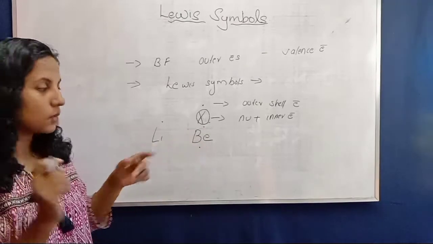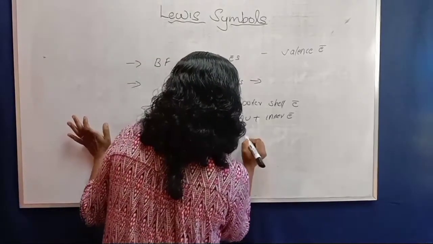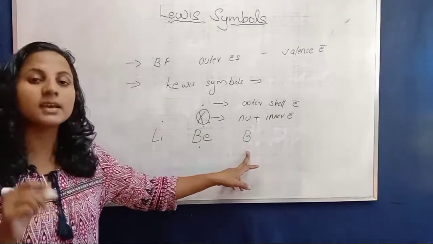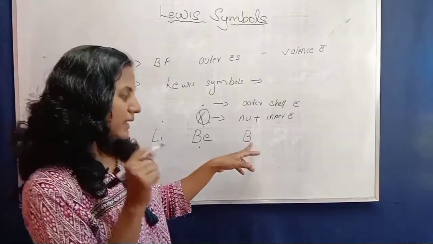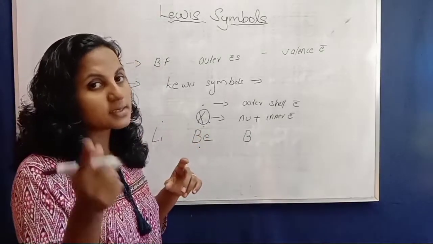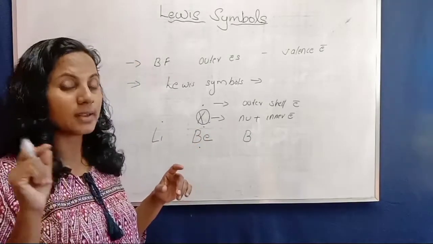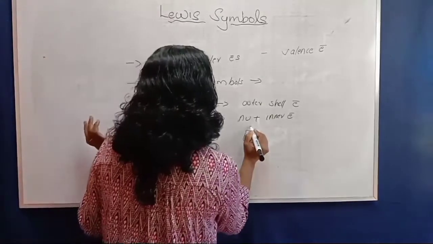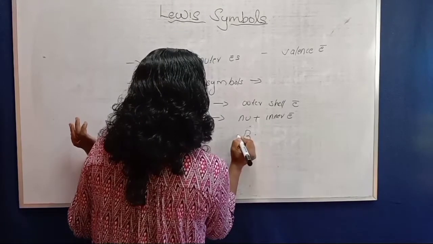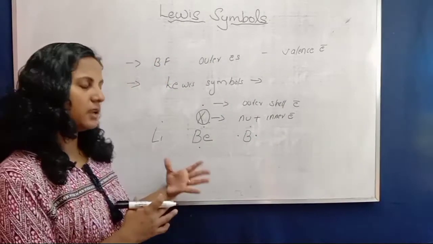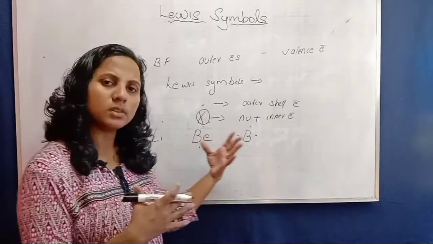And third, boron. What does this B indicate? This B indicates the nucleus plus inner electrons, and the dots indicate the outer valence electrons. How many valence electrons are there for boron? Three valence electrons. Therefore, three dots give the valence electrons. Likewise, we can write the Lewis symbol for all the atoms.